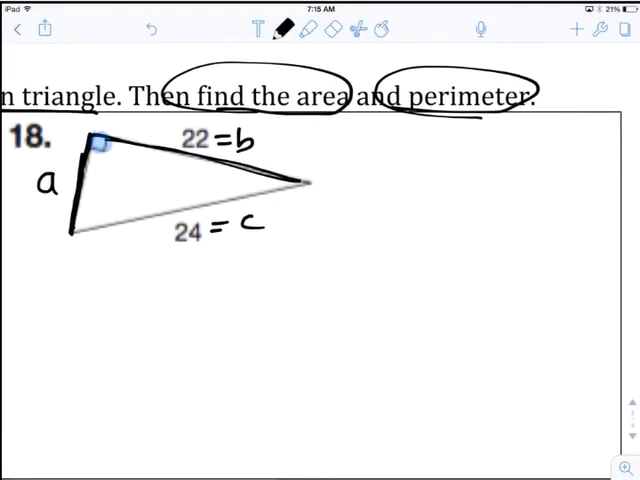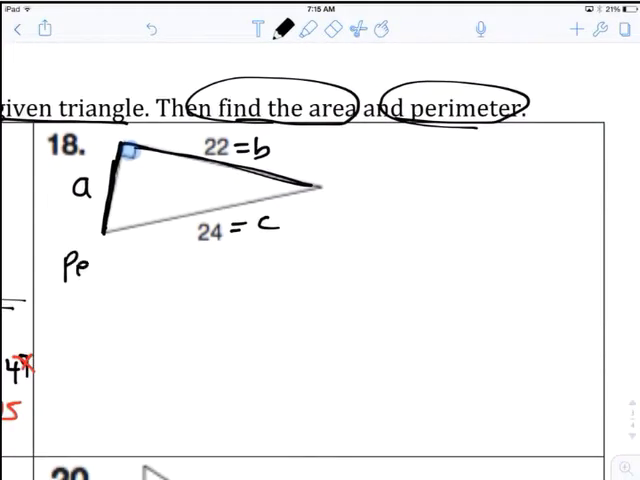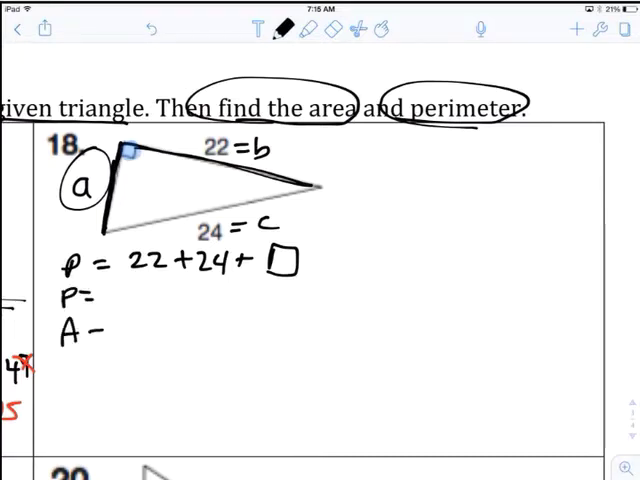Okay, so you do perimeter. You add up all sides. Let's just write P, it's too long, right? P equals 22 plus 24 plus the missing side. And area, then give me the answer. Area is length times width divided by 2.